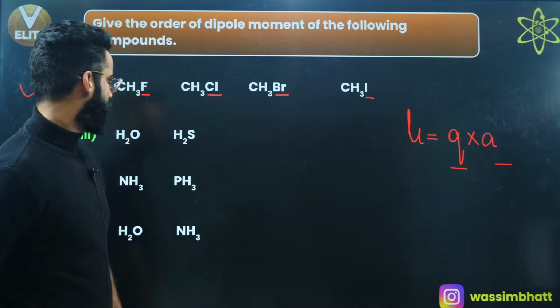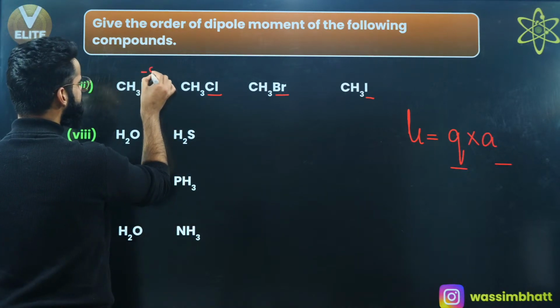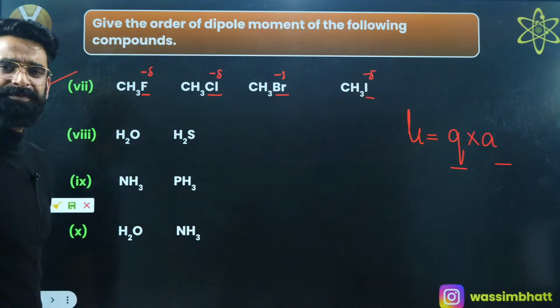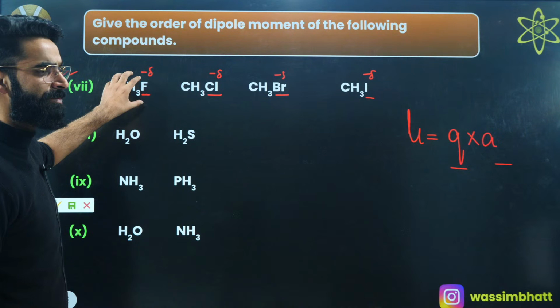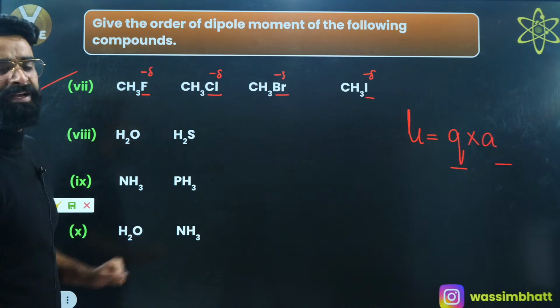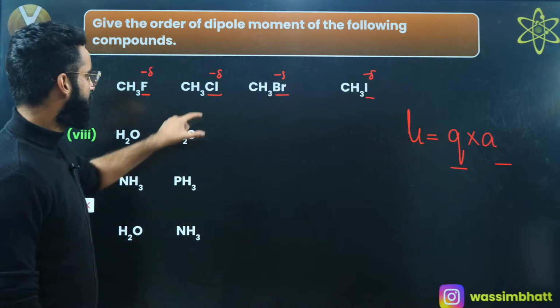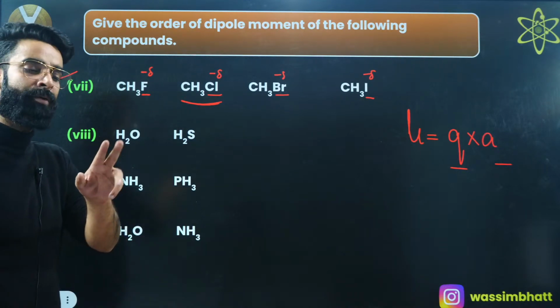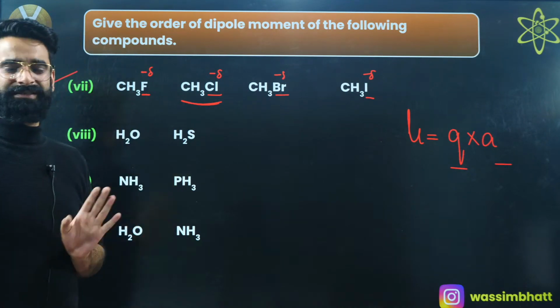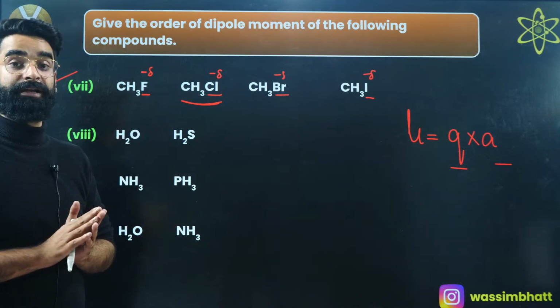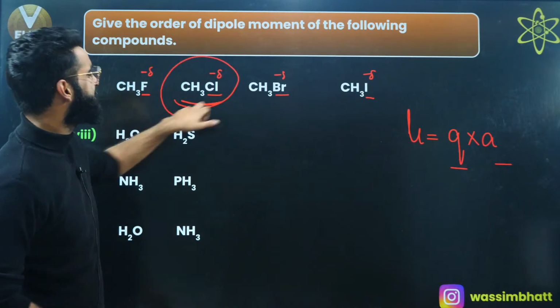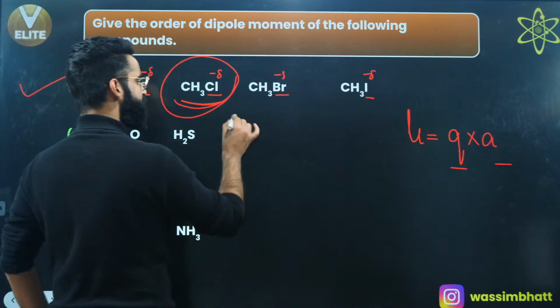Now have a look. No doubt, over here the charge present is maximum, followed by chlorine, followed by bromine, followed by iodine, correct? As per the charge factor, the dipole moment of this molecule should be maximum. But as per the distance factor, the dipole moment of this molecule should be maximum. Basically, the dipole moment is governed by two factors, charge as well as distance, so you have to see both factors. And after seeing both, the dipole moment of CH3Cl is maximum among all.